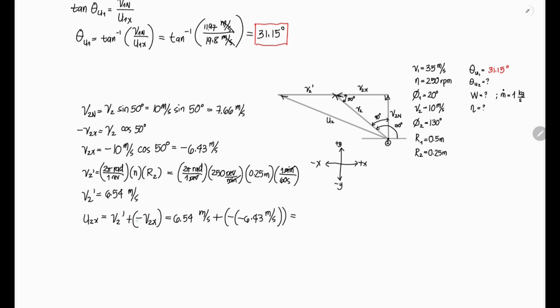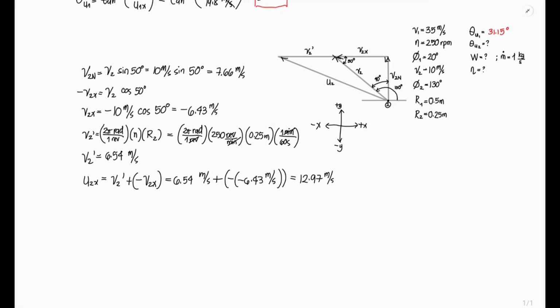So this signifies na in-negative yung value ng ating v2x, and since the magnitude of our v2x is negative 6.43, nilagay natin siya dito. So negative multiplied to the negative value of our v2x will result into a positive value, and then mag-add siya sa 6.54 already. So that is 12.97 meters per second.